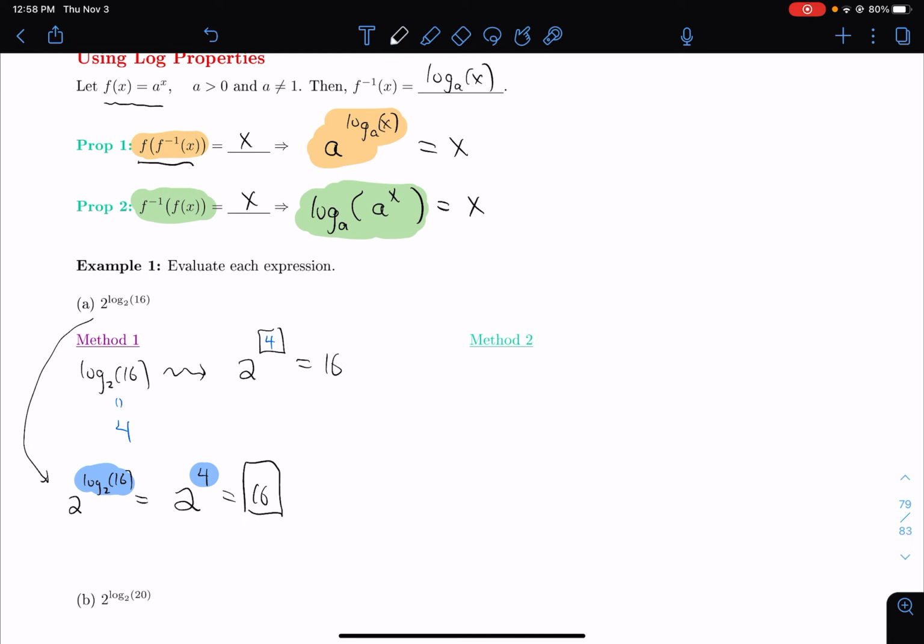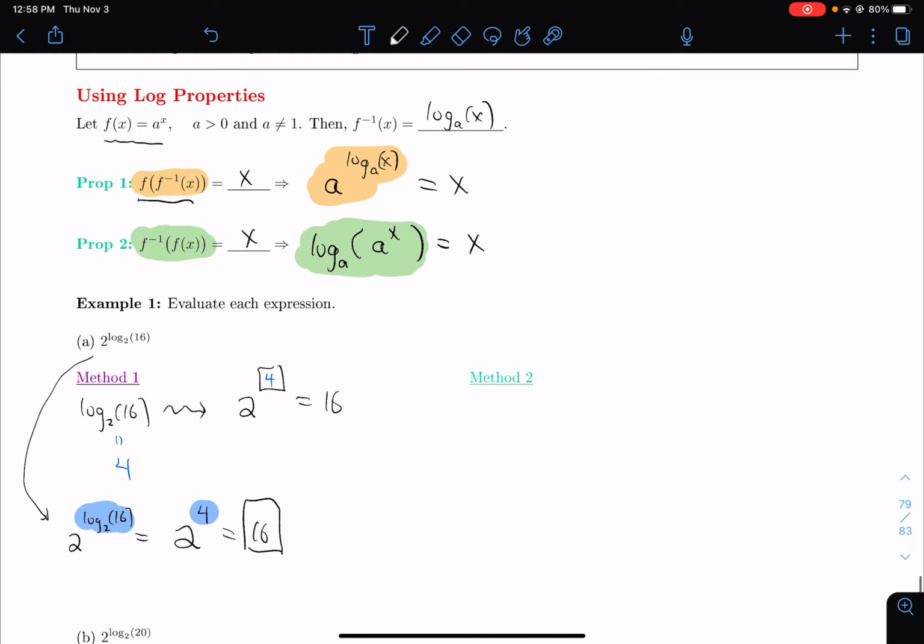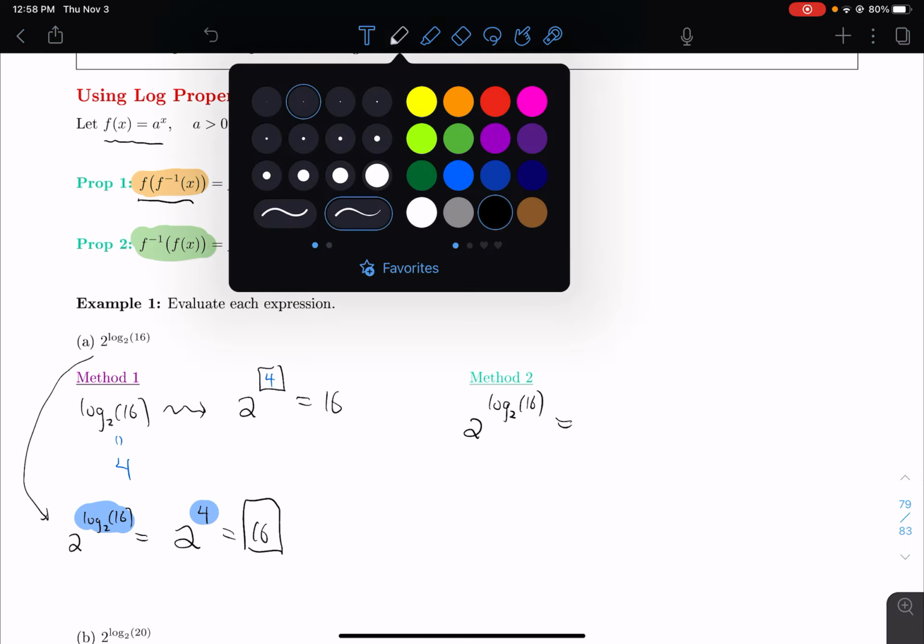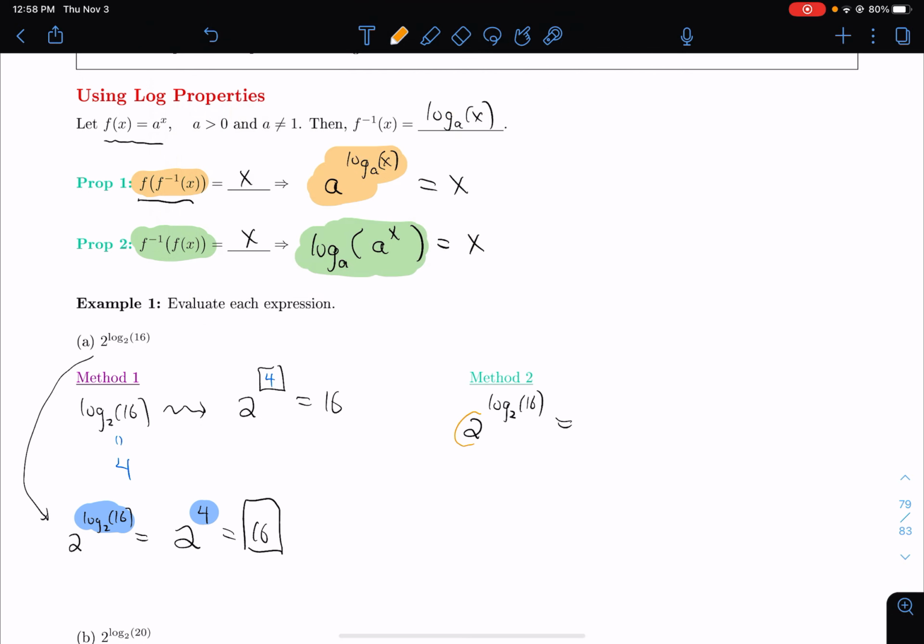So that's my answer. We can also do this using one of our two properties up here, because my problem looks like property 1. I have 2 to the log base 2 of 16. Property 1 says that when the base of my exponent matches the base of the log in the power, they cancel, and we're left with whatever's inside the log, which is just 16. And that's my answer, by that first property.